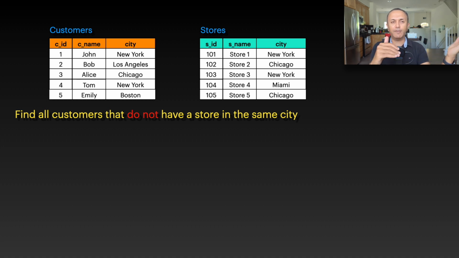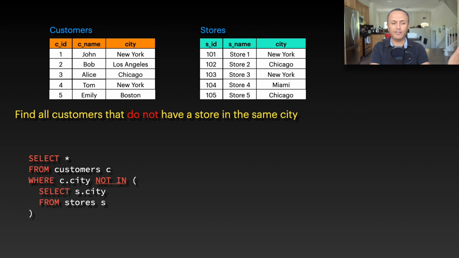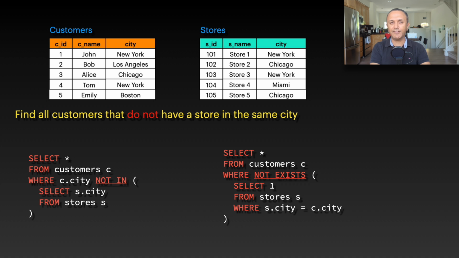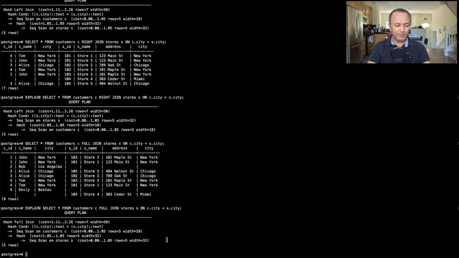So it's very similar to the previous one, except we use not. Instead of using in and using exists, we're going to use not in and not exists, and the exact same syntax of the queries. This is called an anti-join. All right, let's see what this looks like.